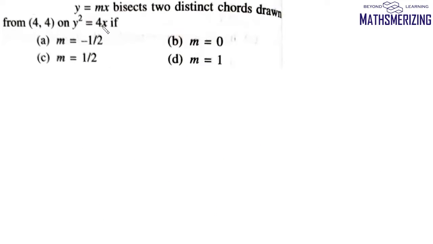Now here the question is, we need to find the values of m so that the line y equals mx bisects two distinct chords drawn from (4, 4) on y square equals 4x. Now this point lies on the parabola y square equals 4x. So we'll draw this parabola.